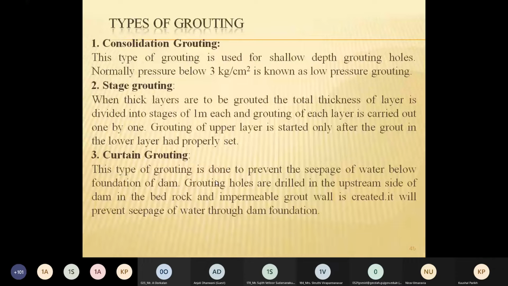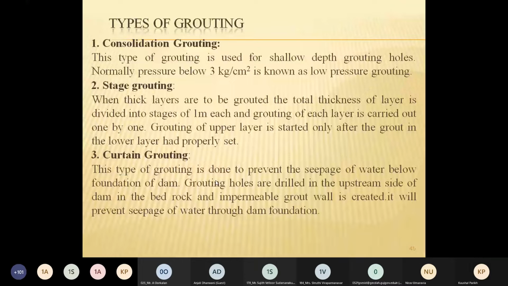Stage grouting is required when thick layers are to be grouted. The total thickness of the layer is divided into stages of 1 meter each, and grouting of each layer is carried out one by one. Grouting of the upper layer is started only after the grout in the lower layer has properly set. The third one is curtain grouting.